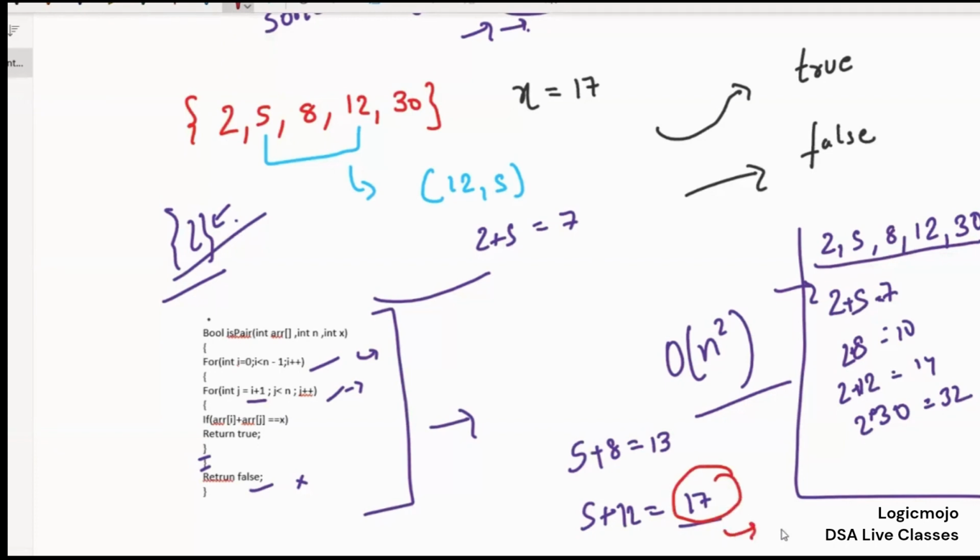When we get the 17, we return true. Let's say if we find all possible combinations and we don't get the answer, then after both the loops, before the closing of the function, we'll just return a false. So this is a small diagram for this.